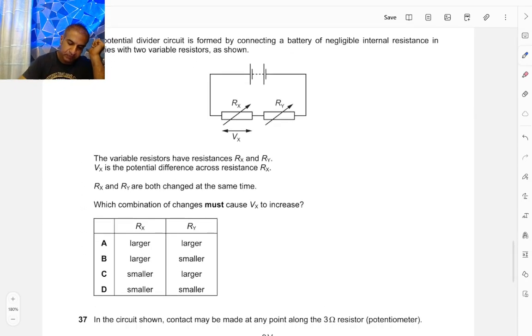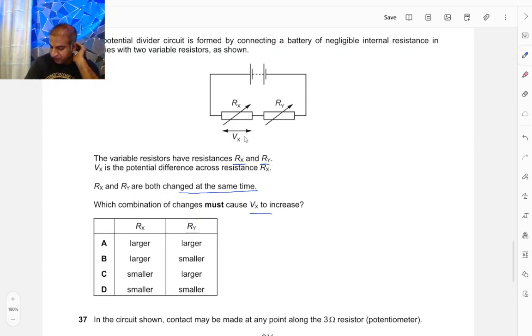A potential divider circuit is formed by connecting a battery of negligible internal resistance in series with two variable resistors as shown. We do not have any internal resistance. The variable resistors have resistances Rx and Ry. Vx is the potential difference across Rx. So this is Vx. Rx and Ry are both changed at the same time. We are making changes to this. Which combination of change must cause Vx to increase?